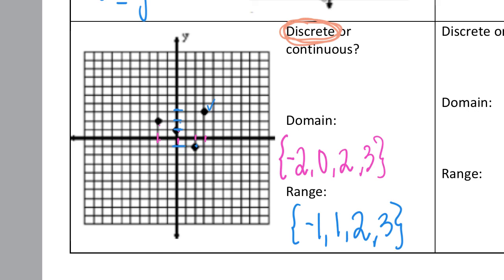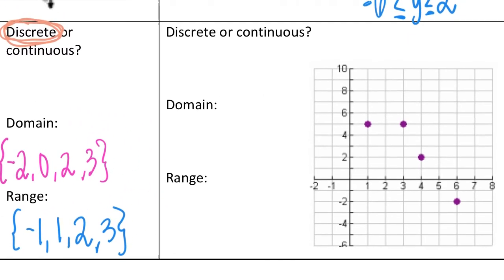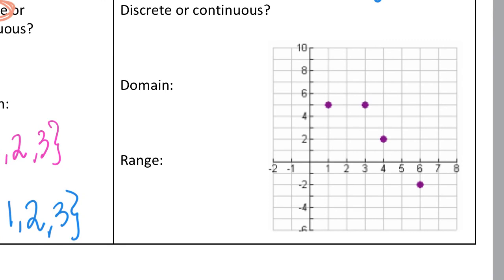Practice the same thing for this far right example. I'll give you all a second to fill in each of the 3 pieces. Let's check and see how you did.